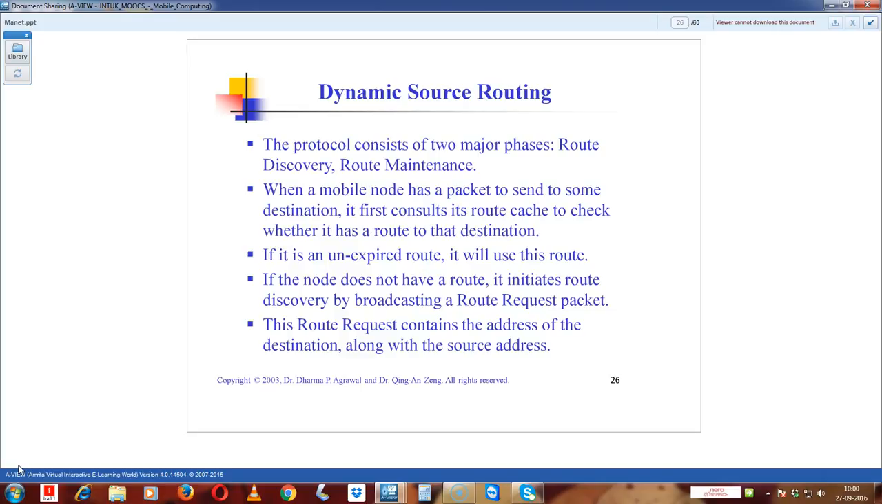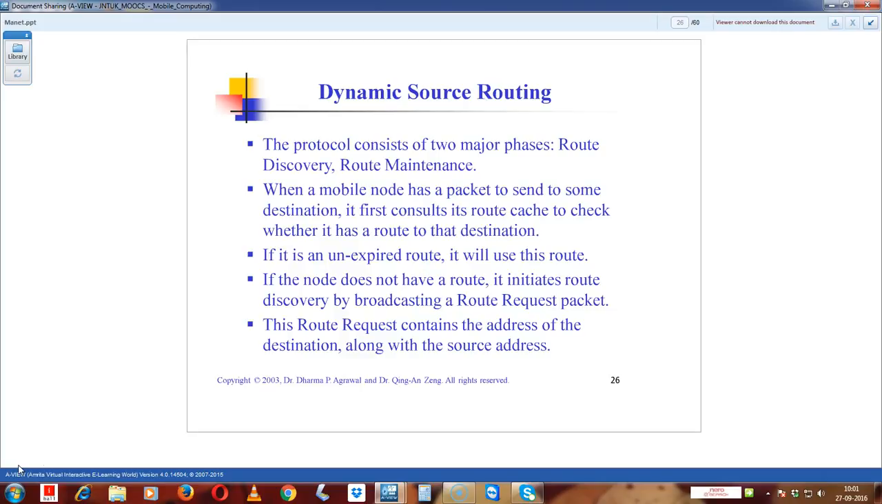Now, if the source node does not have a route, it initiates a route discovery by broadcasting a route request packet. There is a defined packet for this. It will have the source address and the destination address. It is not data; it is a kind of management or control flow, just to create a connection first and find a route. Once you find the route, only then can you communicate with the device. So if the node does not have a route, it initiates a route discovery by broadcasting, which means we broadcast one packet from the source to all of the nearby nodes.